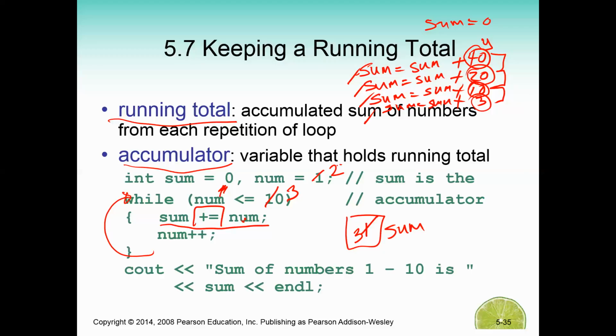Go back, and I'm going to ask, is 3 less than or equal to a 3? It is. So now I add sum, which is a 3, plus the 3 that I have in num, and it's going to be a 6. And then I increment num. So now I have a 4. Go back and ask, is 4 less than or equal to a 3? It's not, so we display this. The sum of the numbers 1, 2, 3, because that was our limit, right, is 6.